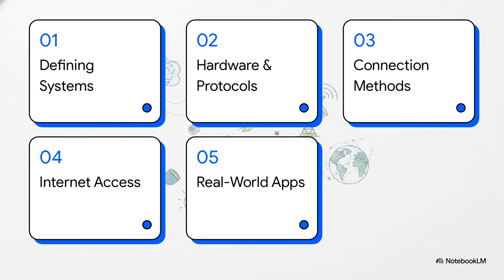We'll be hitting 5 main areas. First, defining communication systems. Second, essential hardware and protocols. Third, methods of connection. Fourth, accessing the internet. And finally, real-world applications. Let's get right into it.